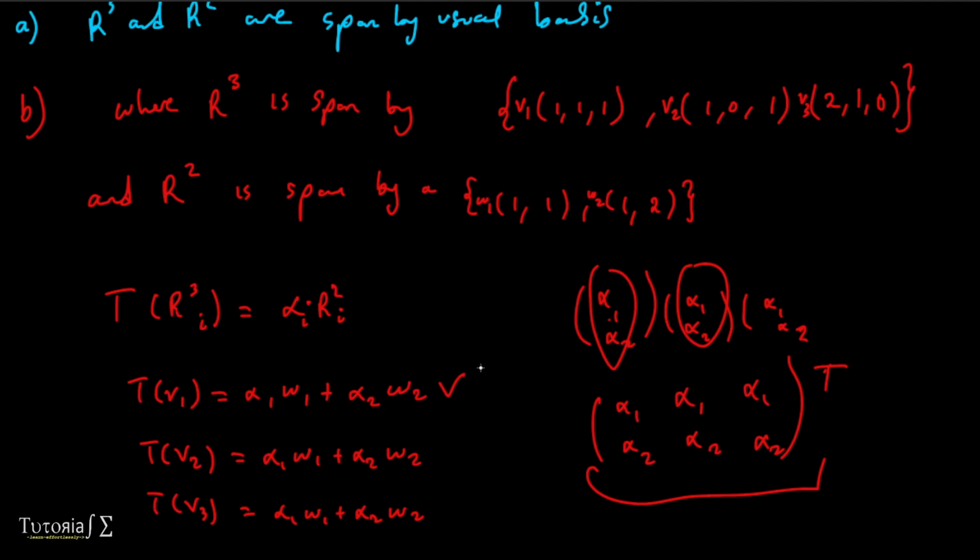So one more time. After you write this, for this one, you will solve the system of equations for alpha 1, alpha 2. That will make the first column. For this one, you solve for alpha 1, alpha 2, and we make the second column. For this one, you solve for alpha 1, alpha 2, and you have the third column. Then you transpose that, and that will be your matrix representation of a linear transformation. And that's it for today. I hope you have a great day.